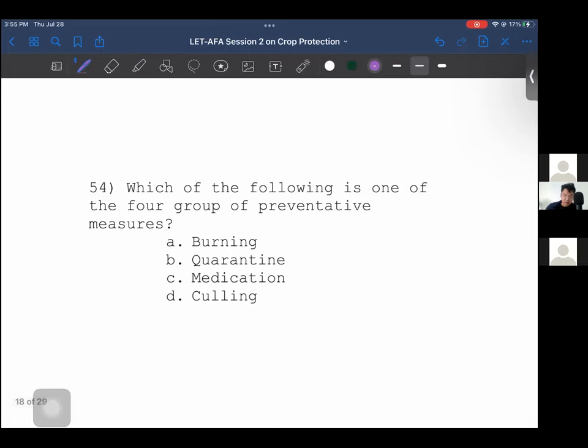Next, which of the following is one of the four groups of preventative measures? Actually, this one is not only applicable for crop protection, but even for animal science, and I think even for fisheries, prevention of diseases. So among these choices, only one is preventative, which is quarantine. We've studied this as well in animal science, and I will be discussing animal science in our fourth or fifth session.